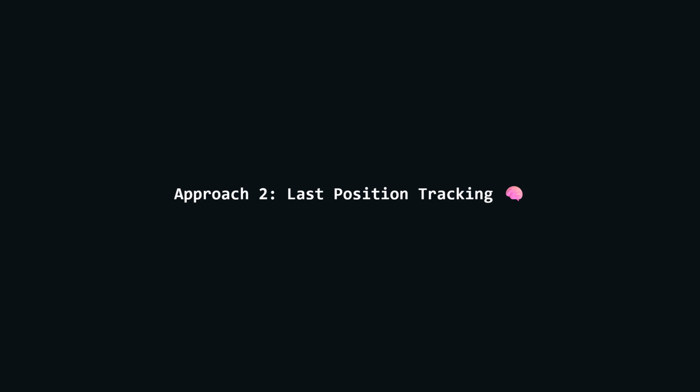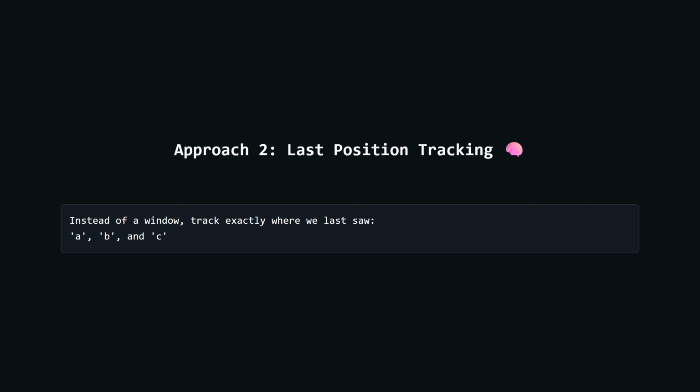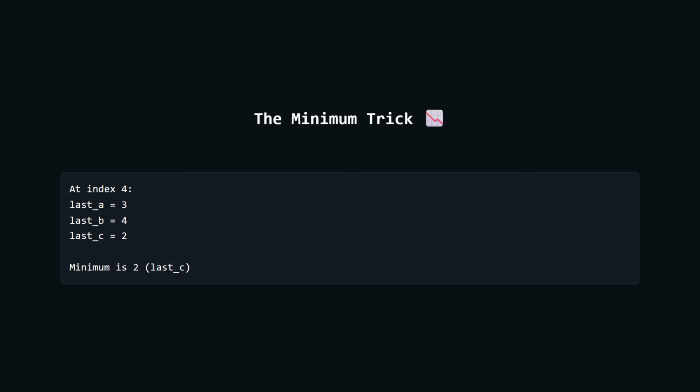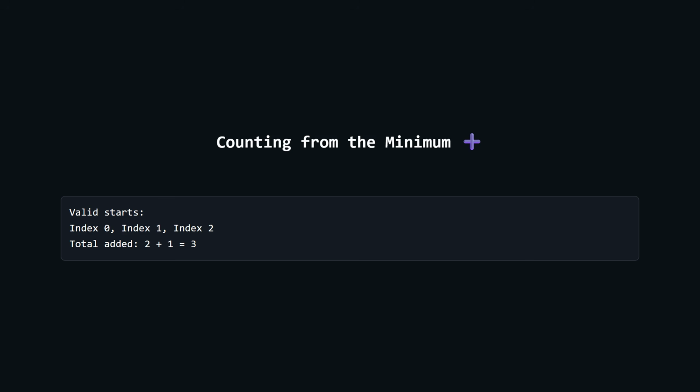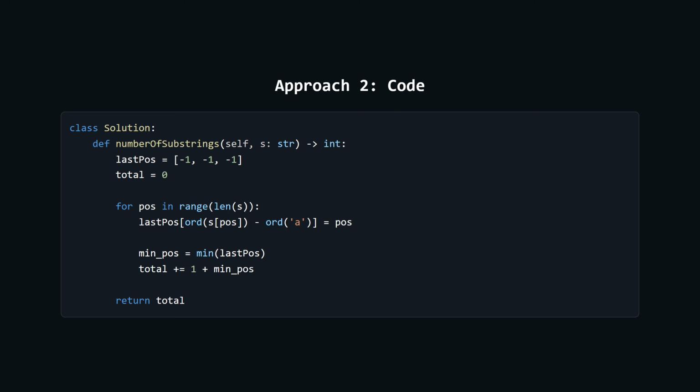Now there is actually an even cleaner way to think about this problem, called last position tracking. Instead of maintaining a sliding window, we simply record the exact index where we last saw each specific letter. As we scan through the string, if we take the lowest index out of those 3 last seen positions, that gives us the exact start of the shortest valid group ending here. Since any starting point before that minimum index also works, we just add that minimum index plus 1 to our total. This makes the code incredibly short and elegant, as you can see here.